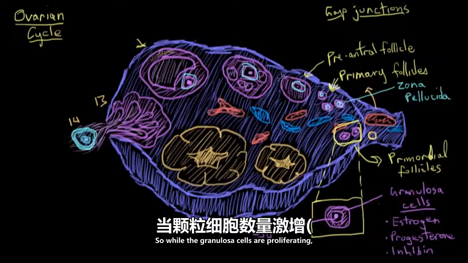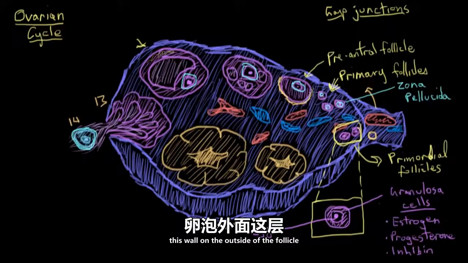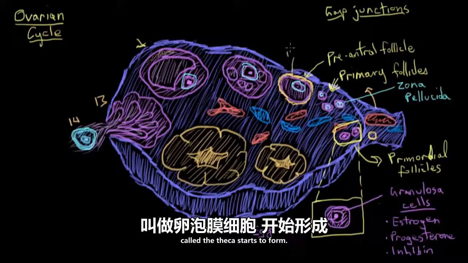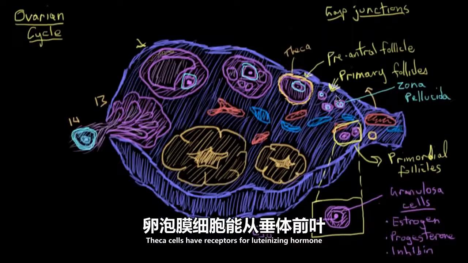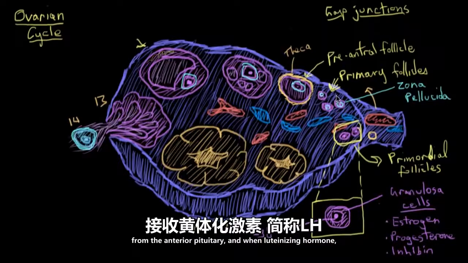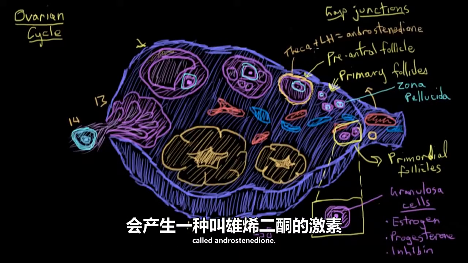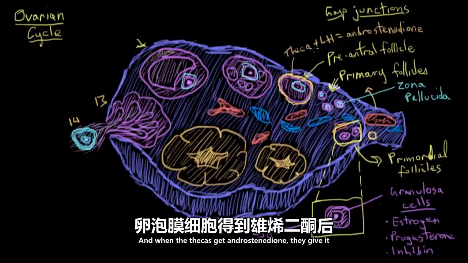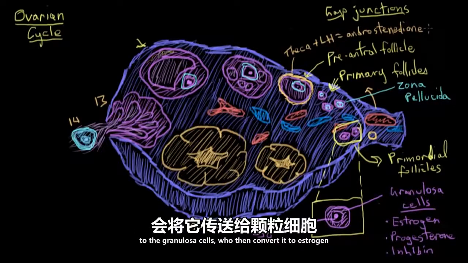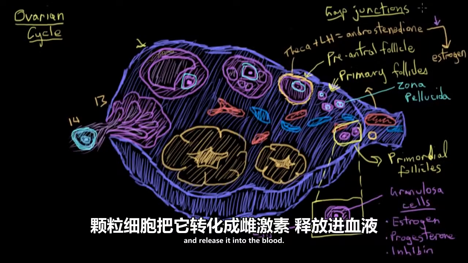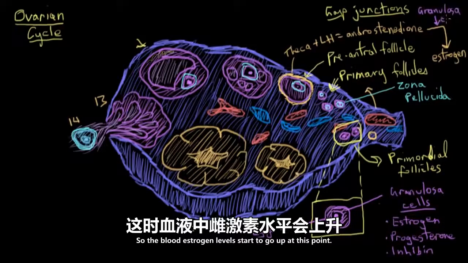So while the granulosa cells are proliferating, this wall on the outside of the follicle called the theca starts to form. Theca cells have receptors for luteinizing hormone from the anterior pituitary. And when luteinizing hormone, or LH, binds these theca cells, they produce a hormone called androstenedione. And when the thecas get androstenedione, they give it to the granulosa cells, who then convert it to estrogen and release it into the blood. So the blood estrogen levels start to go up at this point.